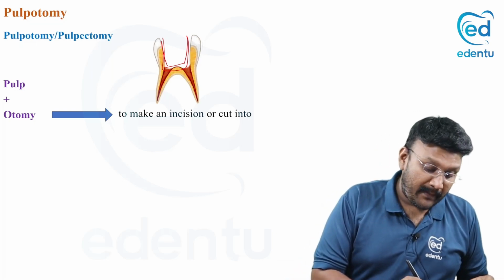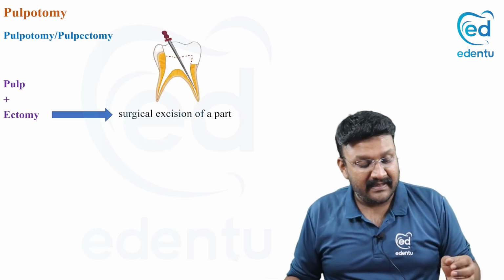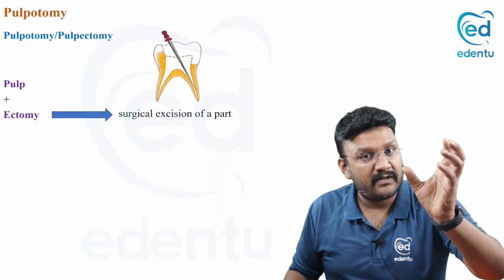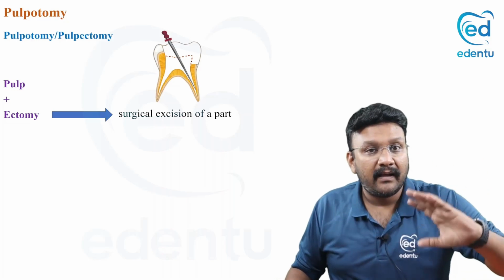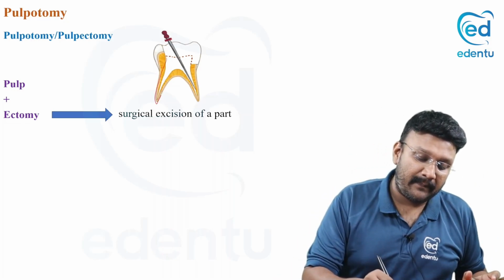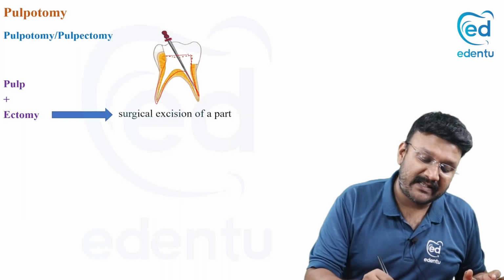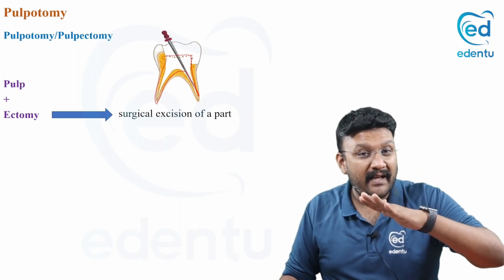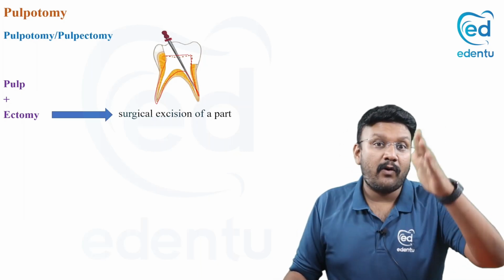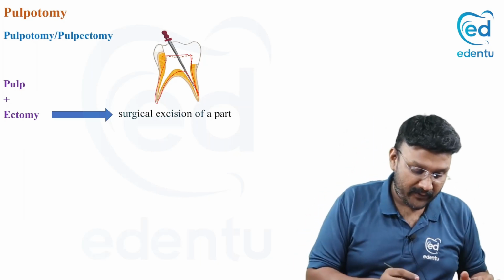And what do you mean by pulpectomy? Pulpectomy means pulp, again, and ectomy means surgical excision of the part. You are removing the entire thing. The entire radicular pulp is being removed. You can see here that the entire radicular pulp is being removed. So pulpotomy means only a cut or an incision is made, so only the coronal portion of the pulp is being removed.